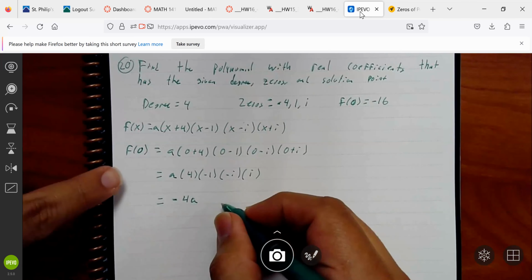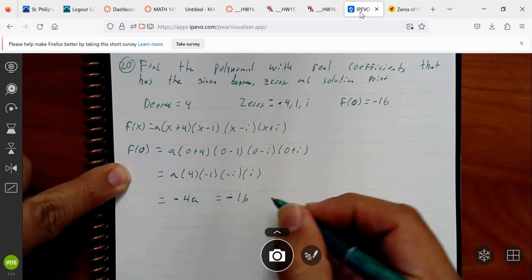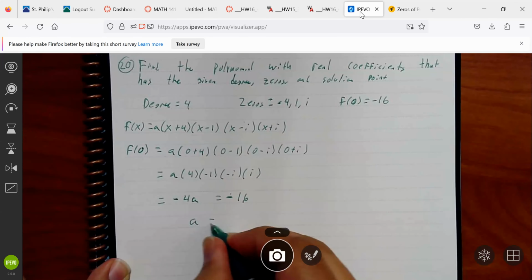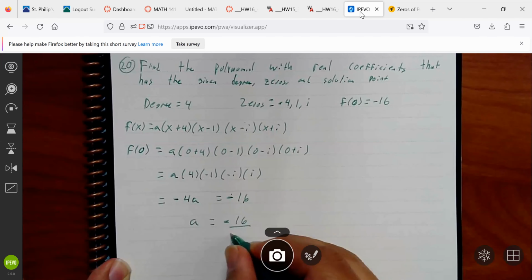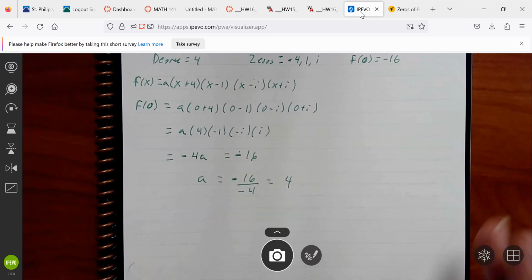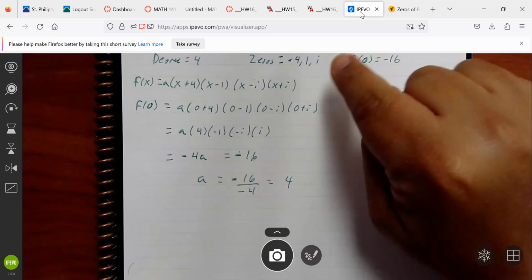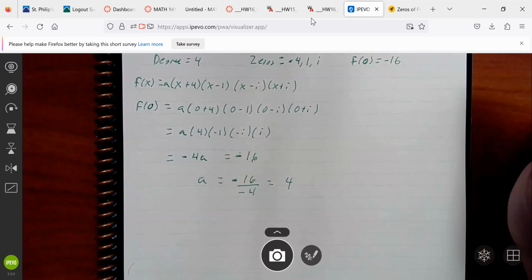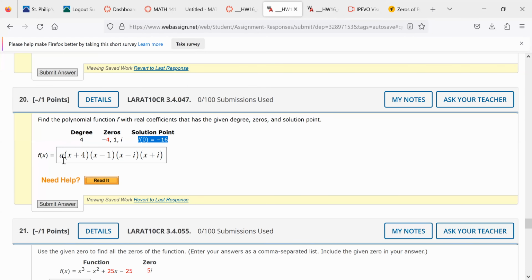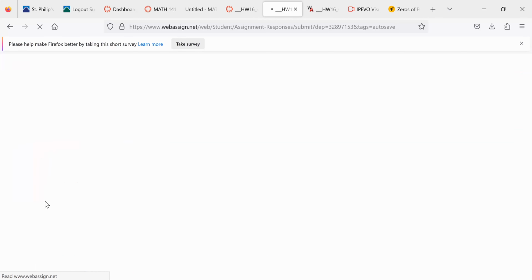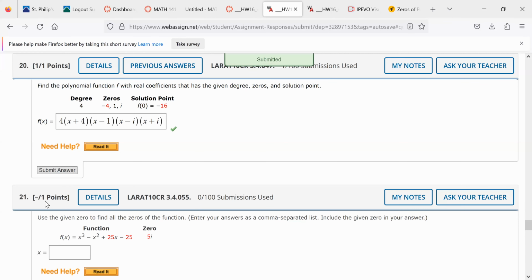And we know that this is equal to negative 16. So solving for A, negative 16 divided by negative 4, so that is 4. So this is a specific polynomial that has these zeros, goes through here, and will be degree 4. I'm hoping I don't have to multiply this out. Come on, polynomial. Nice. Any questions on 20?